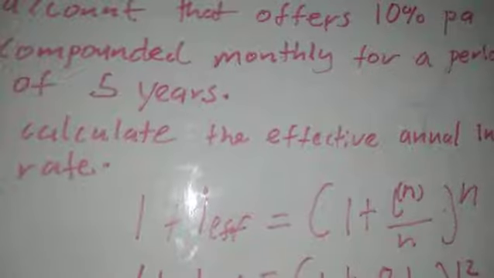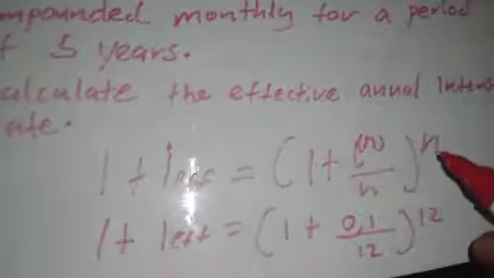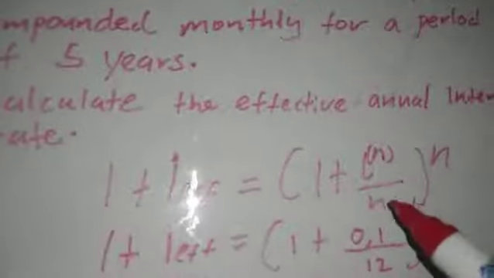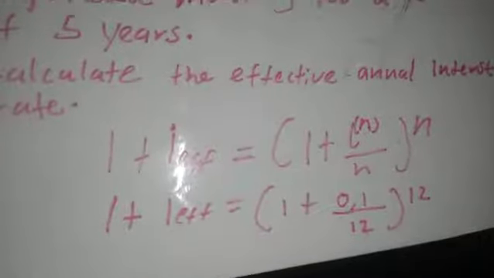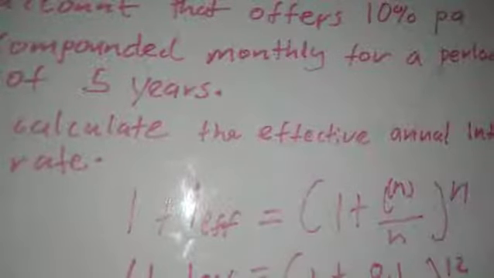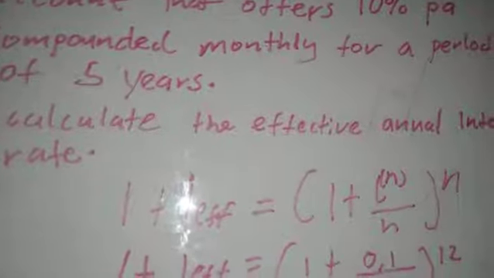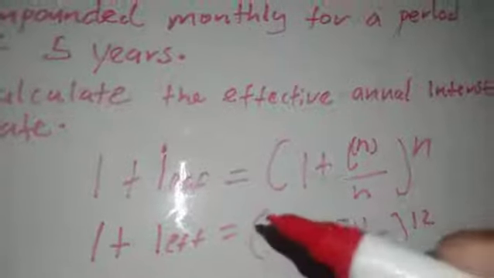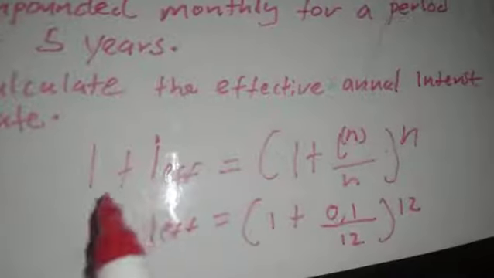No matter what number of years they give us, if they say compounded quarterly, we'll just substitute 4, because quarterly is 4 times a year. If they say semi-annually, we'll substitute 2. Literally, n is the number of times a year. If they just say per annum, it means every year, so it's once a year, and we'll just substitute 1. So whenever using this formula of the effective interest rate, n is always the number of times a year.